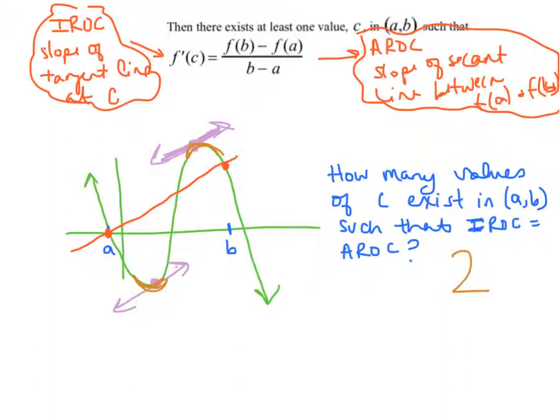And that's a connection that you're going to make with these kinds of questions. You want to be very careful and always draw it out, but in short, as many times as there are relative mins and maxes is the number of C's that will exist, such that the instantaneous rate of change is equal to the average rate of change.